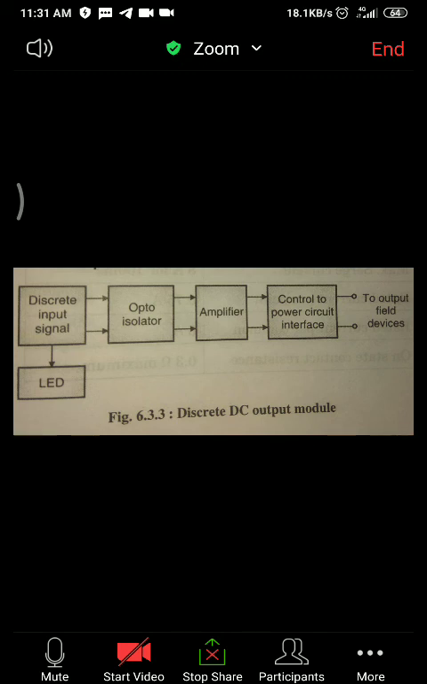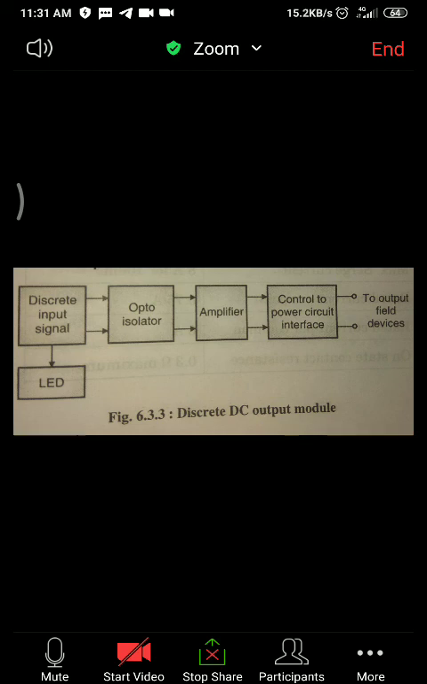The field output devices like coils, relays are there. So they are powered by the external power supply. But if some devices are there which require DC supply, then it is taken from the back plane of the PLC. So the module receives signal from CPU, whether it may be logic 1 or logic 0. Then obviously the optocoupler, what it will do, it will provide the actual electrical isolation.